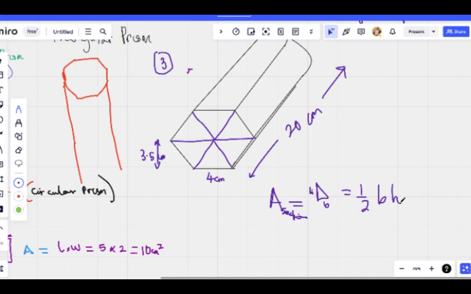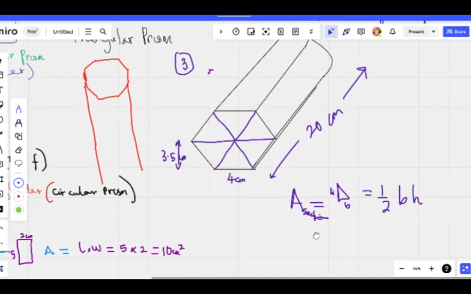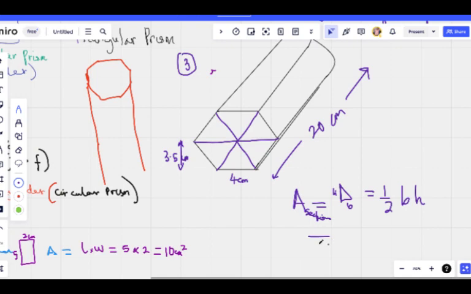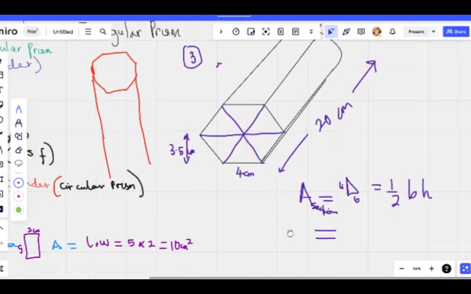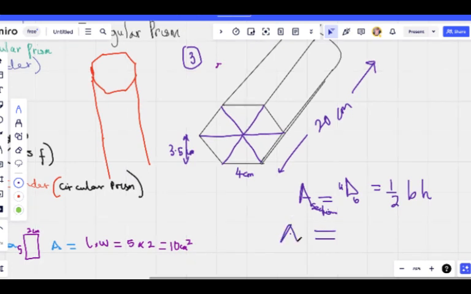So I'm going to do it for only one and then multiply by 6 because they are all equal. You do it for one, you multiply by 6, you get the area of the whole base or cross-sectional hexagon. So what we do is simply say area is equal to half times the base.